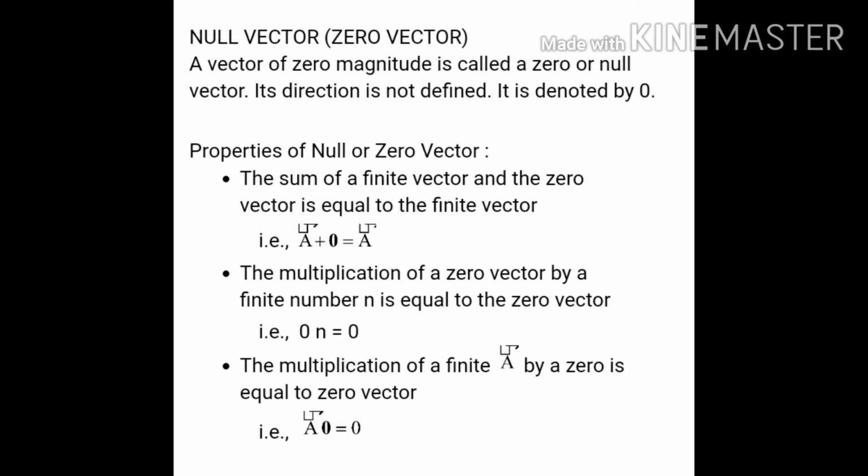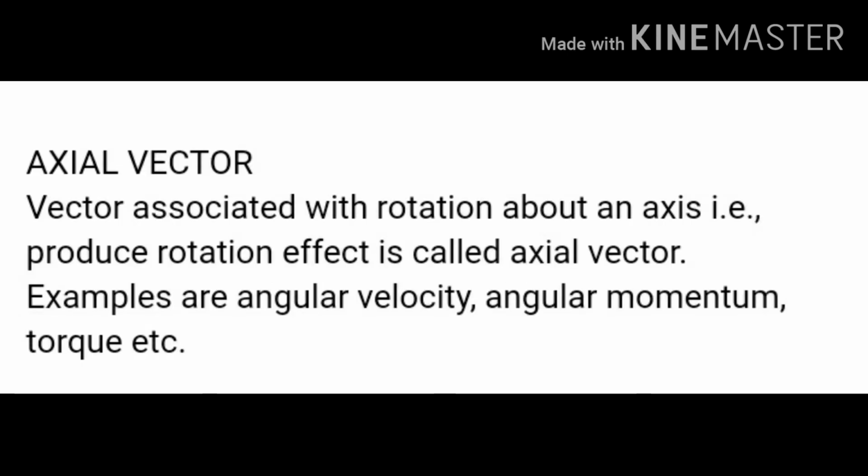Now move to the next vector, which is the axial vector. A vector associated with rotation about an axis, that is, one that produces a rotation effect, is called an axial vector. Examples are angular velocity, angular momentum, torque, etc. I think I defined this vector above.